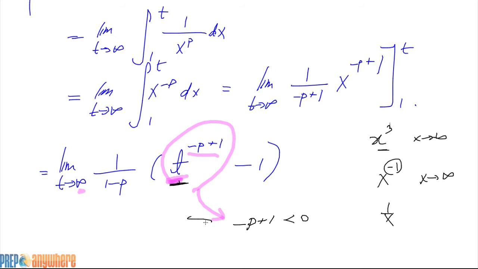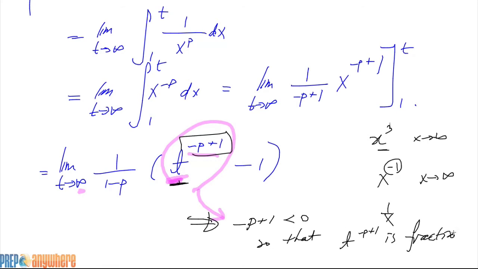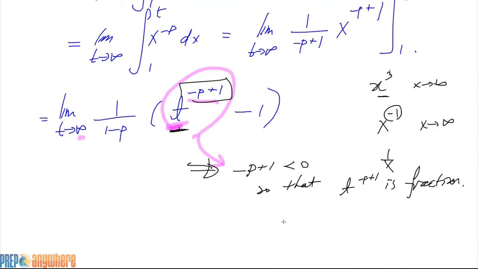Right? That's the key. This exponent must be negative so that this becomes a fraction expression. Right? So that this is a fraction, or t is on the denominator, more specifically. So from here you can see that it will be like this. So p would have to be greater than 1, right? If you solve for p.